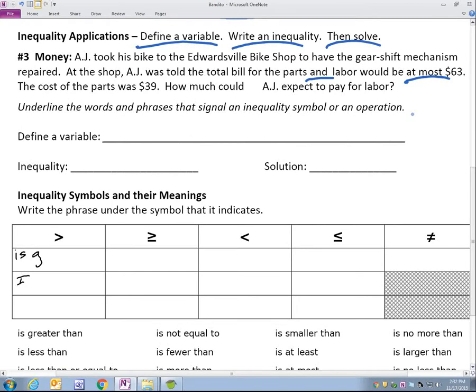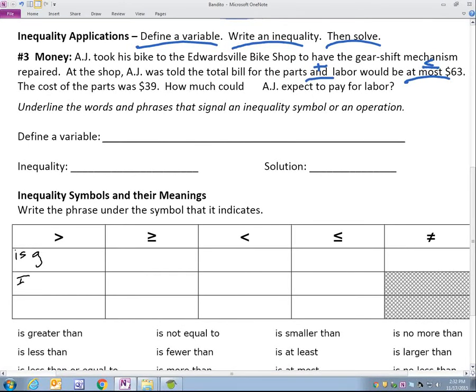AJ took his bike to Edwardsville Bike Shop to have a gear shift mechanism repaired. At the shop, AJ was told the total bill for the parts and labor, good, that's a plus sign, would be at most, which is less than or equal to, at most 63. So that means if I had 64, that would be true. The cost of the repair was $39. How much do you expect to pay for labor?